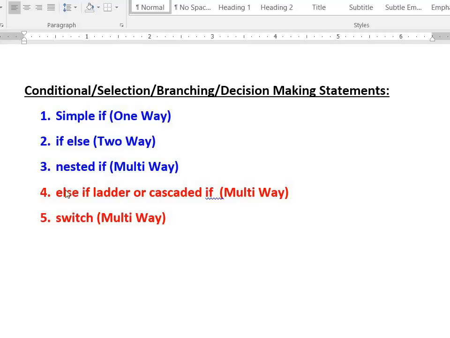In today's class, now I teach you the else if ladder statement. First of all, one thing is very important. Else if ladder is also called the cascaded if statement. In the examination, sometimes you are going to get a question like this: explain the cascaded if. That means you need to explain else if ladder only. Don't get confused. Now I start today's class.